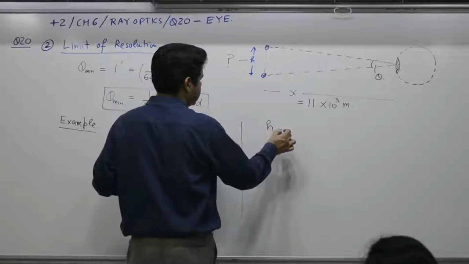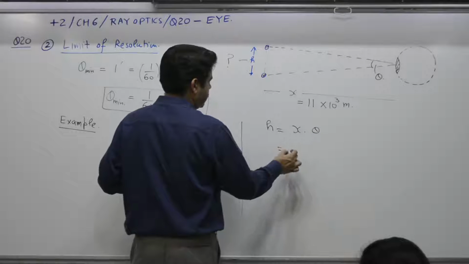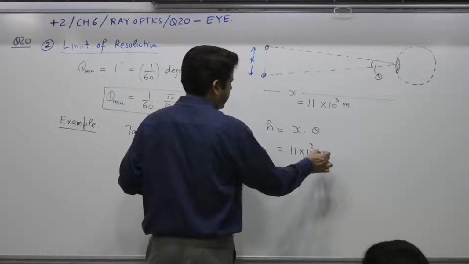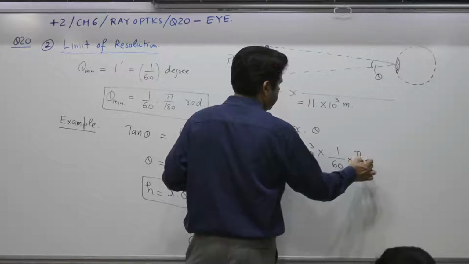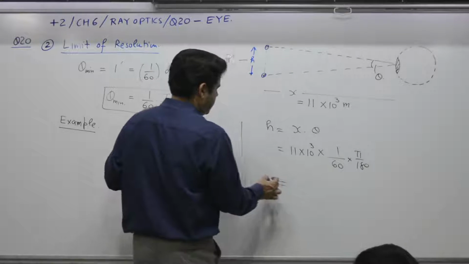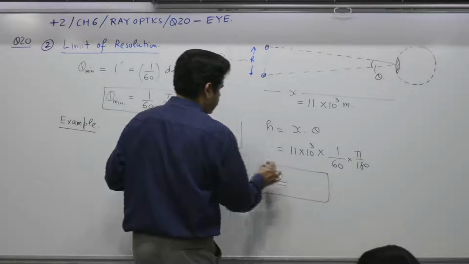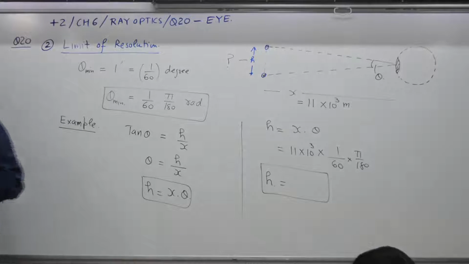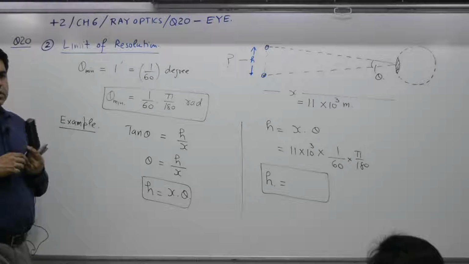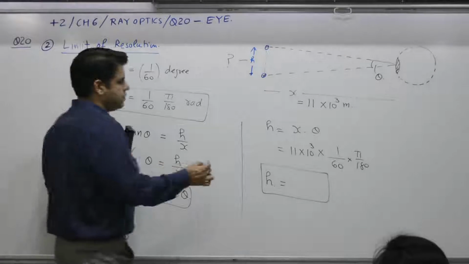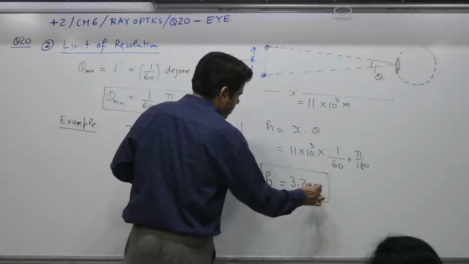Calculation part: h is equal to x into theta, 11 into 10 to the power 3, theta is 1 by 60 into pi by 180. Two minutes for calculation. Approximately 3.2 meters.